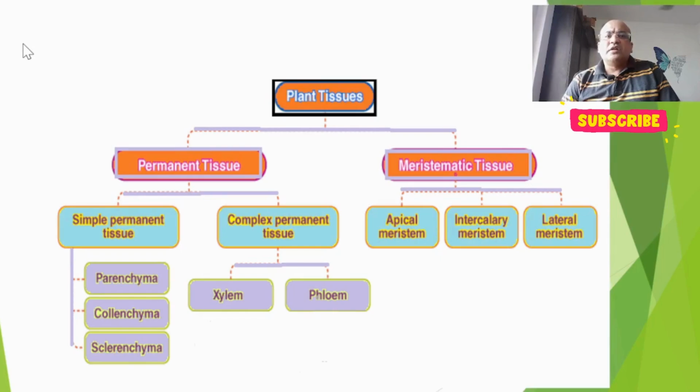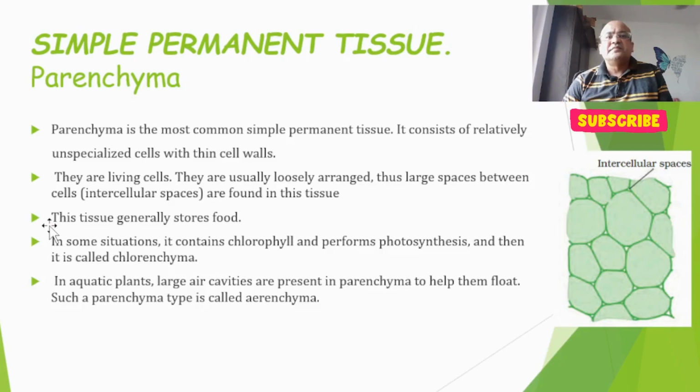Let's discuss what the plant tissues are. We have already seen meristematic tissues. We have discussed the apical meristem, intercalary meristem, and lateral meristem in the previous section. Today we are going to discuss permanent tissues. Permanent tissues are divided into simple permanent tissues and complex permanent tissues. So let's discuss simple permanent tissue first.